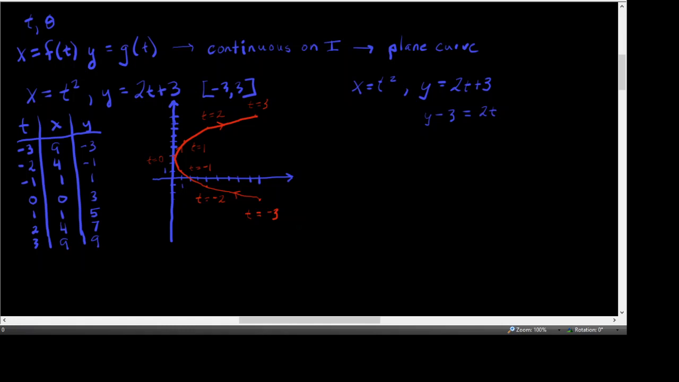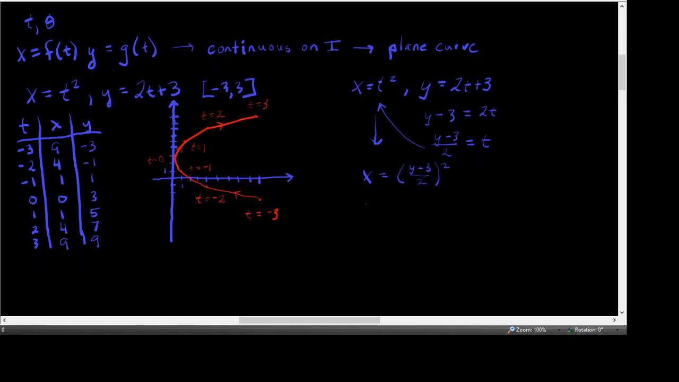So I subtracted 3 from both sides, and then I divide by 2. And then take that expression for t and substitute it into the other equation. So this would be x equals y minus 3, over 2, that's a minus sign right there, squared.